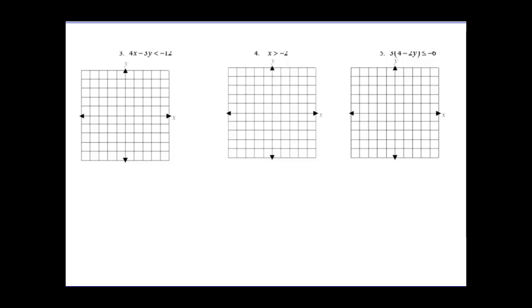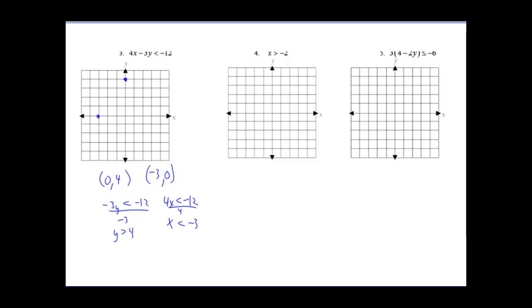Sometimes that's easy. So if we plug in 0 for x, it's going to give us negative 3y less than negative 12. Divide by negative 3, and you get y, flip the sign, greater than 4. So you get 0, 4. And if we plug in 0 for the y, we'll get 4x greater than negative 12, so x greater than negative 3. So we get negative 3, 0. Now we have 2 points. We can connect the dots.